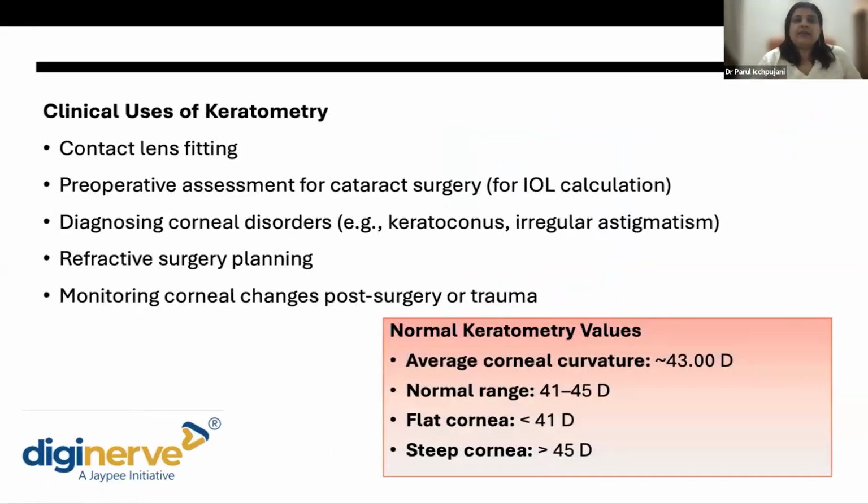It's used for contact lens fitting, preoperative assessment of cataract surgery, diagnosing corneal disorders like irregular astigmatism, keratoconus. The automated types of keratometer are used for refractive surgery planning.